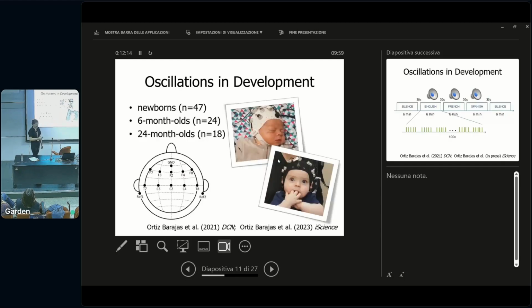And so I'm going to show you data only from the newborns and the 6-month-olds because we are still testing the 24-month-olds, and also the 6-month-old data is not yet finalized, but the newborn data is. And so this is an actual participant from the study at birth and later at 6 months.